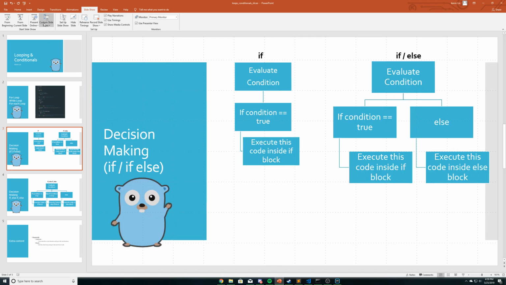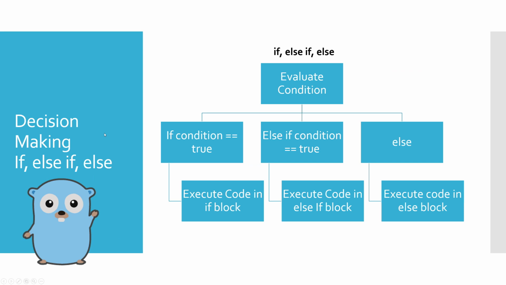Now, moving on, we have the if else if. So we have some kind of condition. If the condition is true, we execute this code here. If it's not true, we check the next if condition, the else if. If it's true, then we execute this block of code. If it's not true, then we go to the else, and it just executes the code in the else block. Now, you can have as many else ifs as you want, but to keep this diagram short, I only add one.